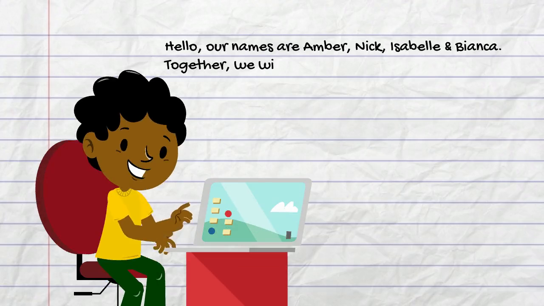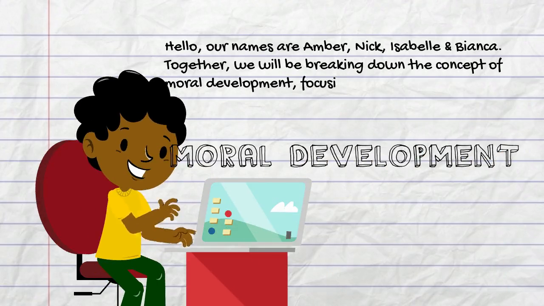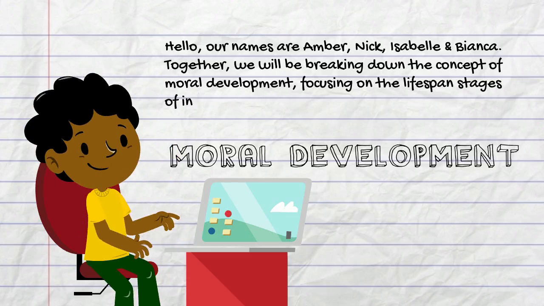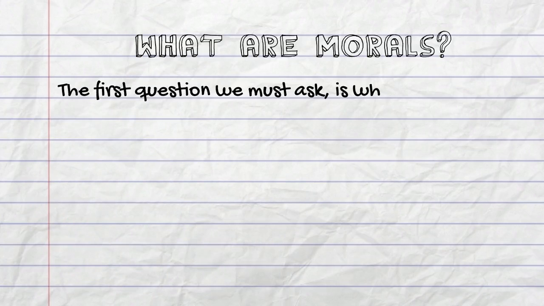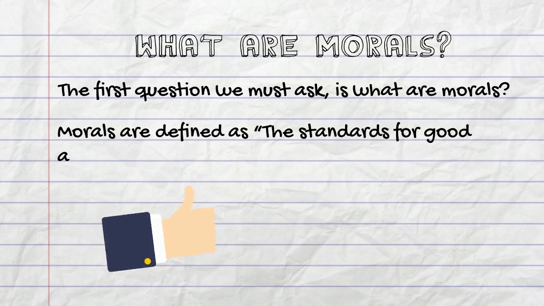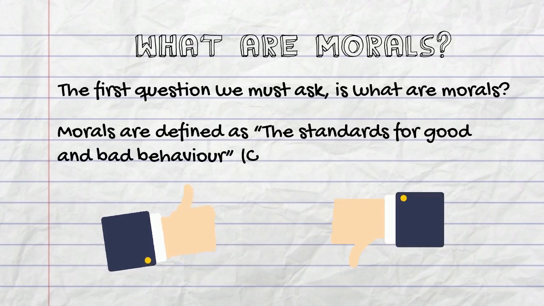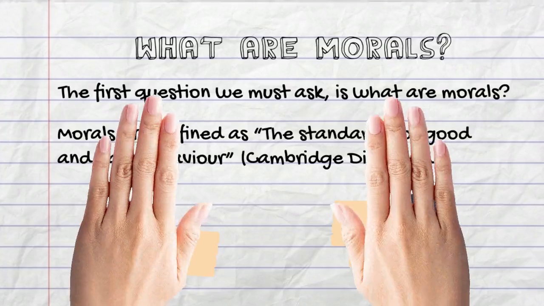Together, we will be breaking down the important concept of moral development, focusing on the lifespan stages of infancy to childhood. The first question we need to ask is, what is the technical term for morals? Morals, according to the Cambridge Dictionary, are defined as the standards for good and bad behaviour. Morals are something that are discussed during the early stages of life, perhaps even without realization.